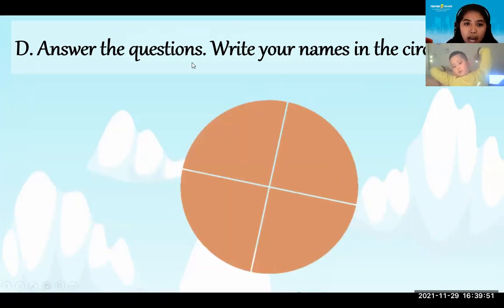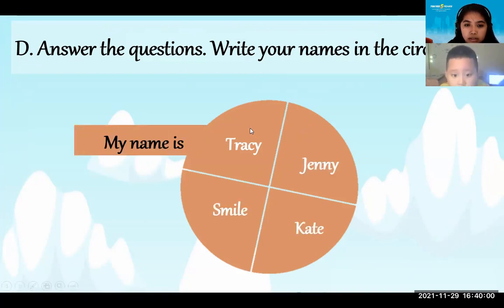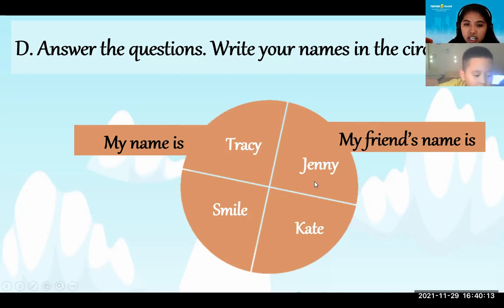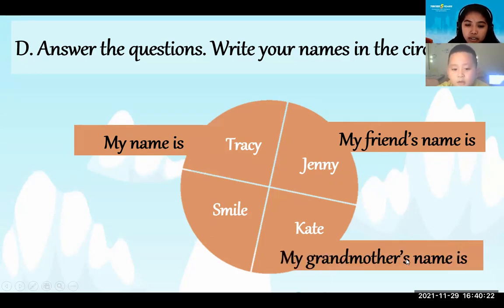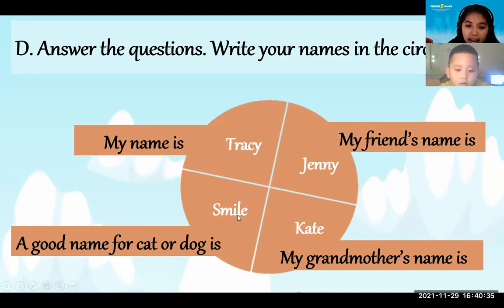So let's proceed to our next part, answer the question. Write your names in the circle. Okay, we are on this one. You say, my name is Tracy. My name is Tracy. Then this one you say, my friend's name is Jenny. My friend's name is Jenny. Very good. My grandmother's name is Kate. My grandmother's name is Kate. Very good. A good name for a cat or dog is Smile. A good name for cat or dog is Smile. Okay, you say again, Smile. Smile. Okay, very good. Because of that, I will give you a cupcake.